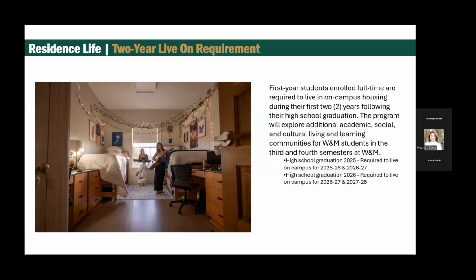So we do have a 2-year live-on requirement for first-year students. They are required to live in the residence halls for those first 2 years following high school graduation. So anybody who graduated in 2025, they'll live with us this year and next year. And anybody who graduates this upcoming year in 2026 will live with us this upcoming year and the following year.